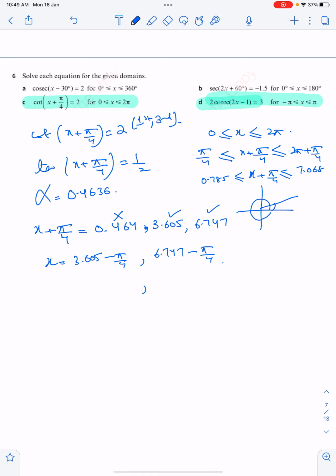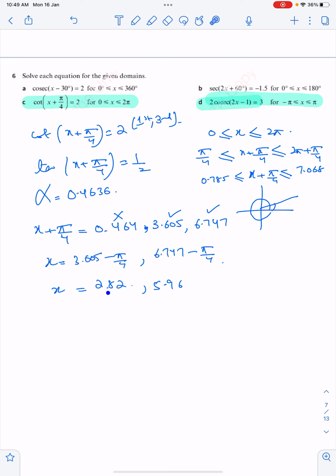This is 5.96 and this is 3.605 minus pi by 4, 2.82. You should always notice that when you go with this range while accepting the angles, finally your final answer will be for sure within this range. Okay, so these are the final answers here.